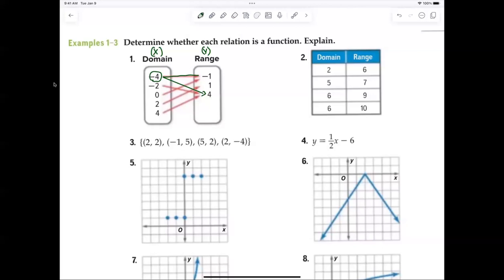But I was just demonstrating what is and what is not a function. Are you happy with that explanation, Mr. Williams? You good? So now everybody's going to look at number 2.